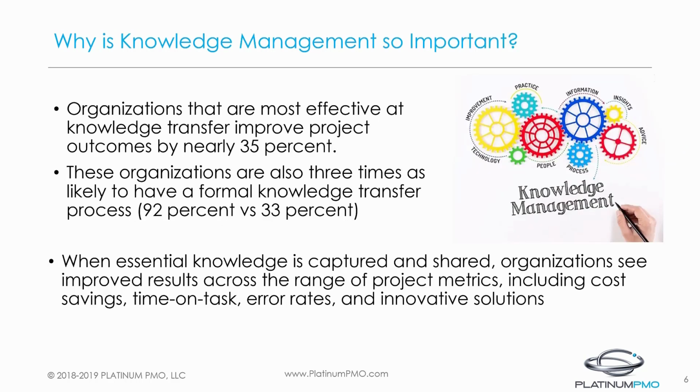According to an article in Pulse of the Profession, organizations that are most effective at knowledge transfer improve project outcomes by nearly 35%. These organizations are also 3 times as likely to have formal knowledge transfer processes. When essential knowledge is captured and shared, organizations see improved results across a range of project metrics, including cost savings, time on task, error rates, and innovative solutions.